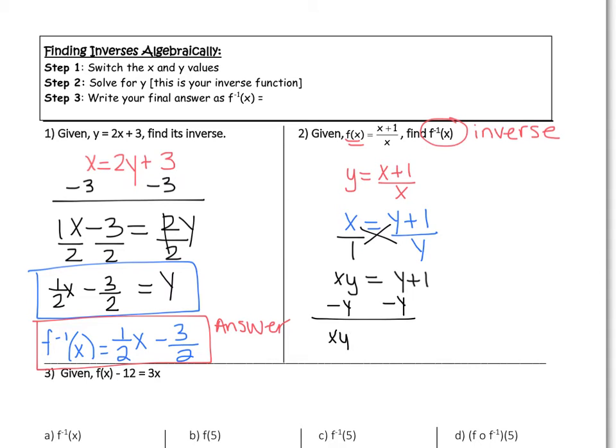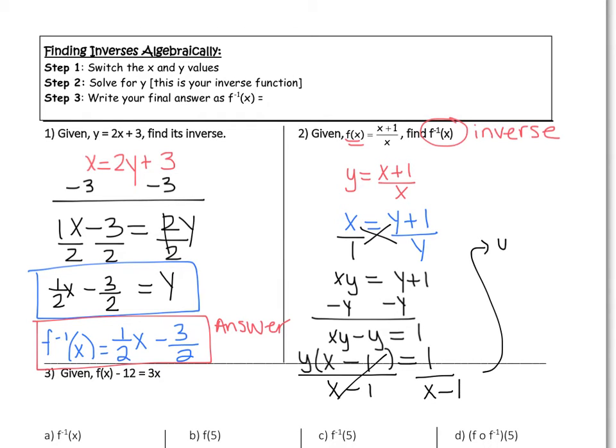So we have xy minus y equals 1. And the only way to get these y's separated is by taking out a GCF of y. If we do that, we're left with x minus 1. So watch. I did xy divided by y, I got x. y divided by y, I got 1. So now I can get y by itself by dividing by x minus 1. So your final answer, right up here, is y equals 1 over x minus 1.